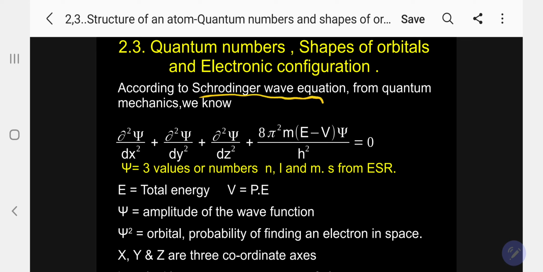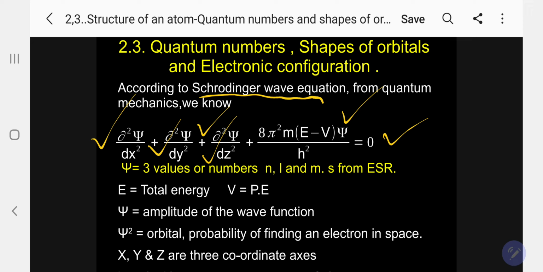from quantum mechanics, we know ∂²ψ/∂x² + ∂²ψ/∂y² + ∂²ψ/∂z² + (8π²m/h²)(E − V)ψ = 0. This is the Schrödinger wave equation.